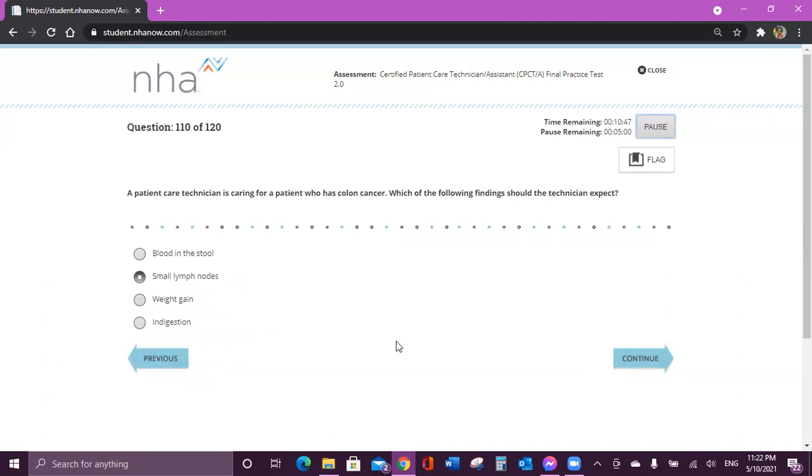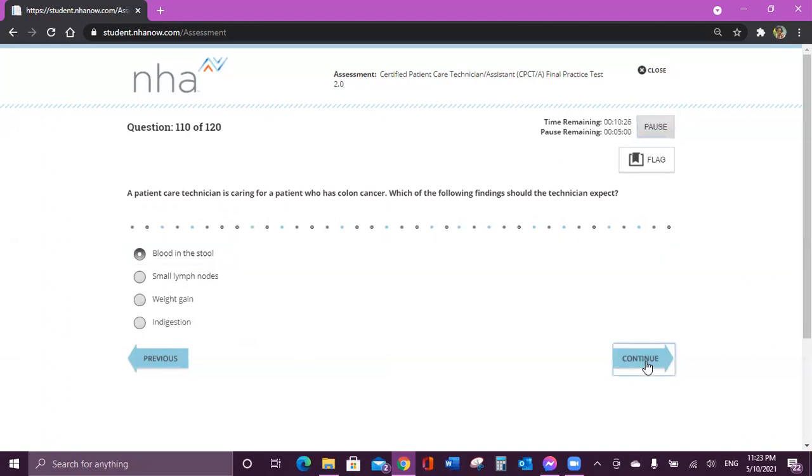Okay. A patient care technician is caring for a patient who has colon cancer. Which of the following findings should the technician expect? Blood in stool, weight gain, small lean blood stool. Yeah, no, it's blood in stool, yeah.